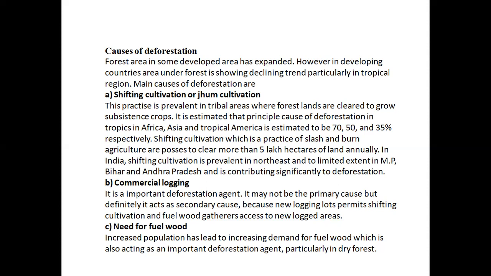The next is commercial logging. Commercial logging is an important deforestation agent. It may not be the primary cause, but definitely it acts as a secondary cause because new logging roads permit shifting cultivation and fuel wood gatherers access to new logged area.